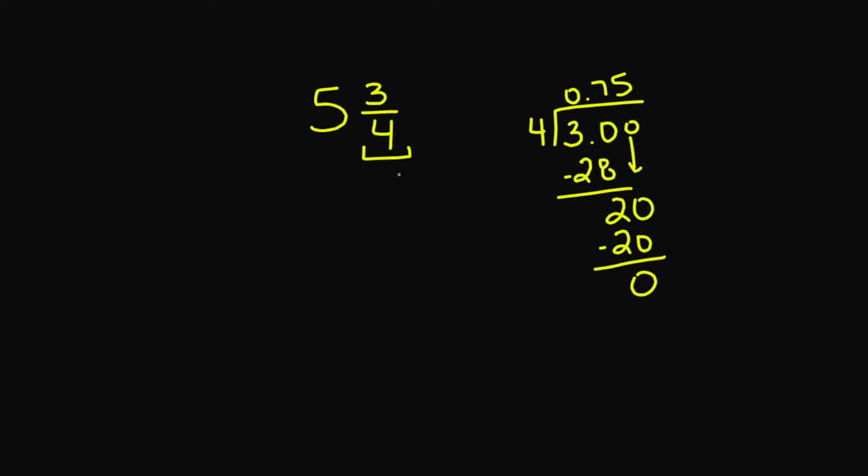20 minus 20 is going to equal 0. So 3/4 as a decimal is 0.75. So we got 0.75 here. However, I do have my 5 out here that I need to bring down. So this is going to be 5 plus my 0.75, which is going to equal 5.75. And this is your final answer.